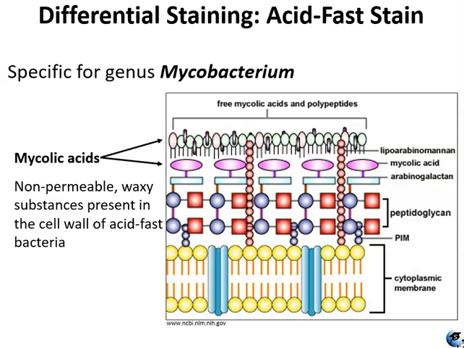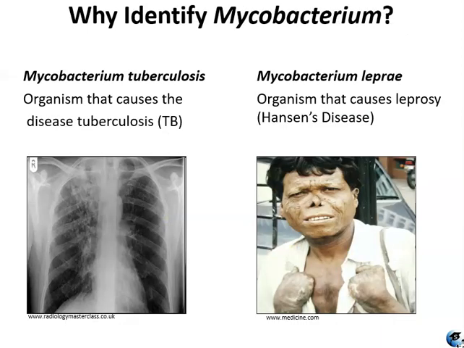But why? Why was it so important to find a way to identify Mycobacterium? Well, that's because this genus of bacteria causes some of the worst diseases in human history. You've got your tuberculosis, which is caused by Mycobacterium tuberculosis, and then of course leprosy, caused by Mycobacterium leprae.